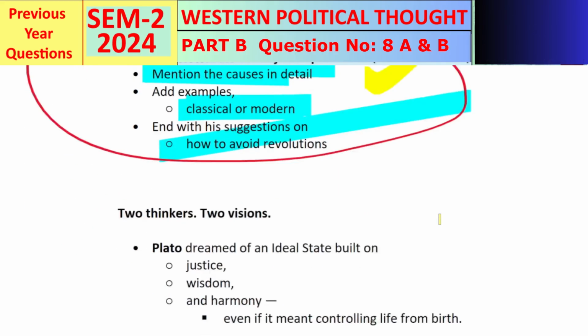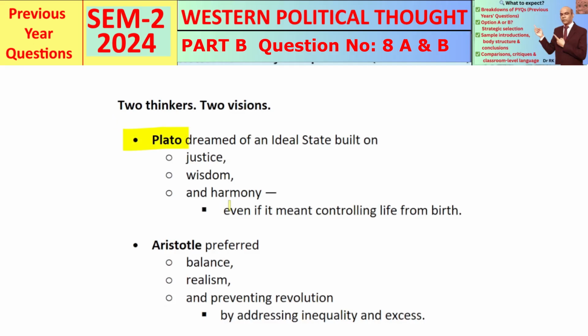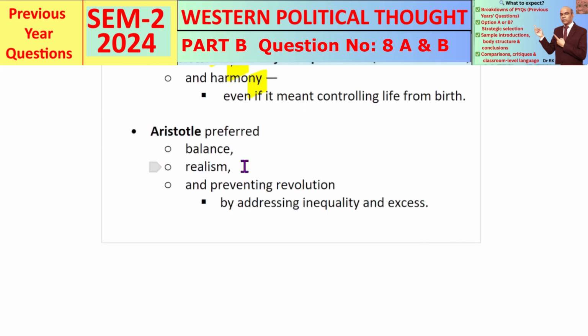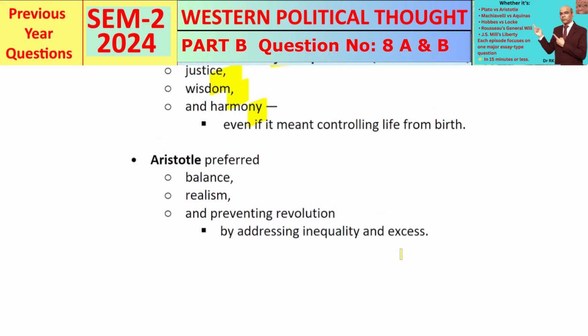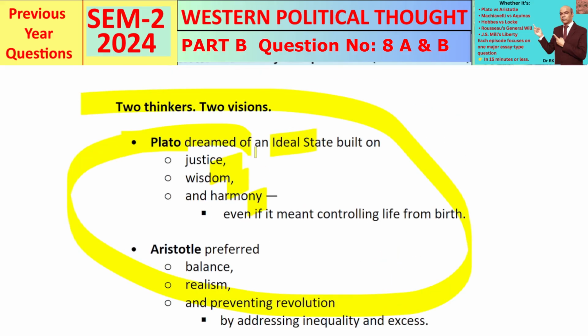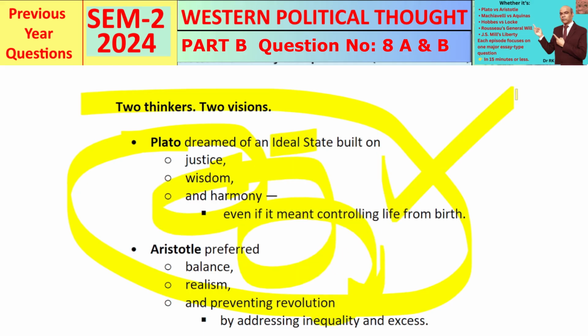So there you go. Two thinkers, two visions. Plato dreamed of an ideal state built on justice, wisdom, and harmony, even if it meant controlling life from birth. Aristotle preferred balance, realism, and preventing revolution by addressing inequality and access. Whether you get question A or B or both as choice, you now have the material to write with structure, substance, and strategy.